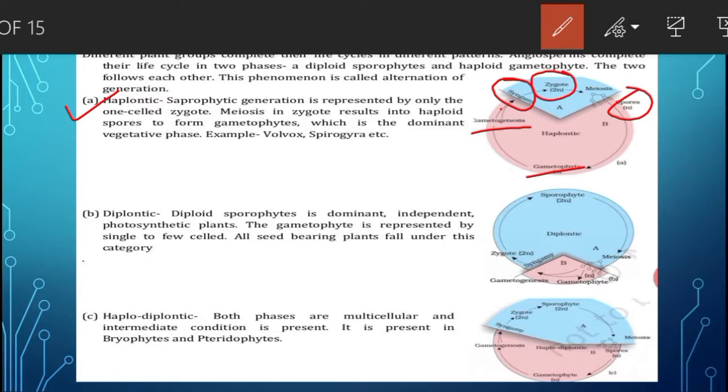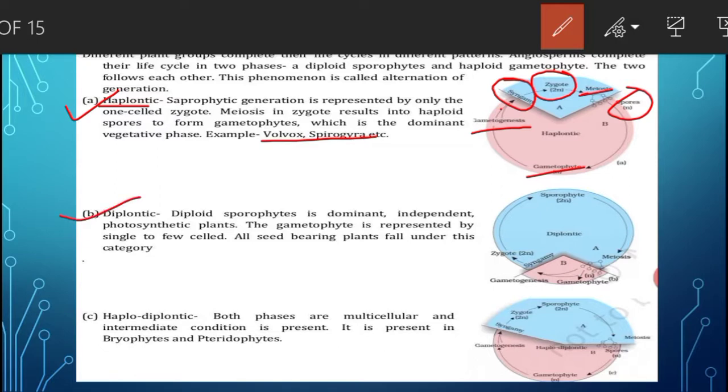Okay, and the zygote represents the sporophytic generation. There is no free living sporophyte. Meiosis takes place in the zygote, which results in formation of the haploid spores, and this kind of life cycle is called the haplontic life cycle. Many algae such as Volvox, Spirogyra and Chlamydomonas represent this pattern of life cycle. Clear?